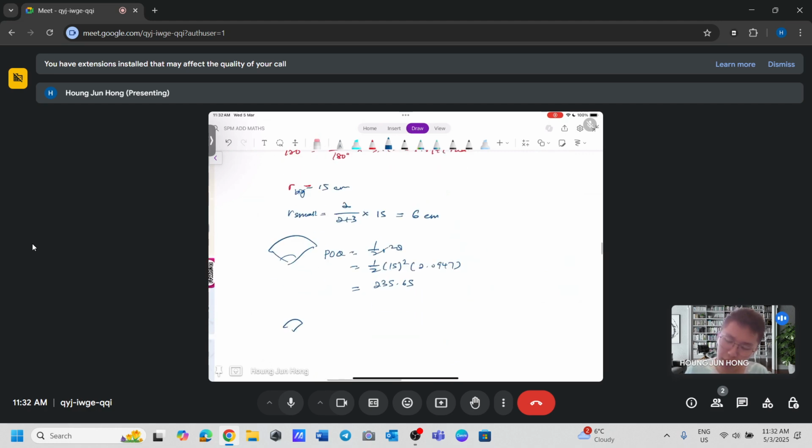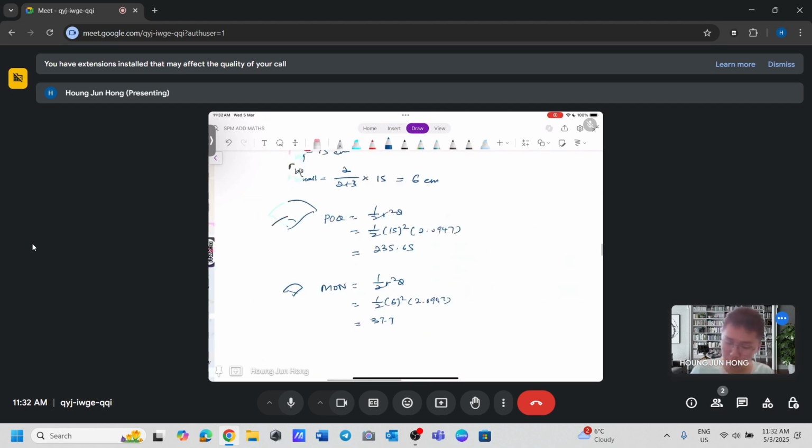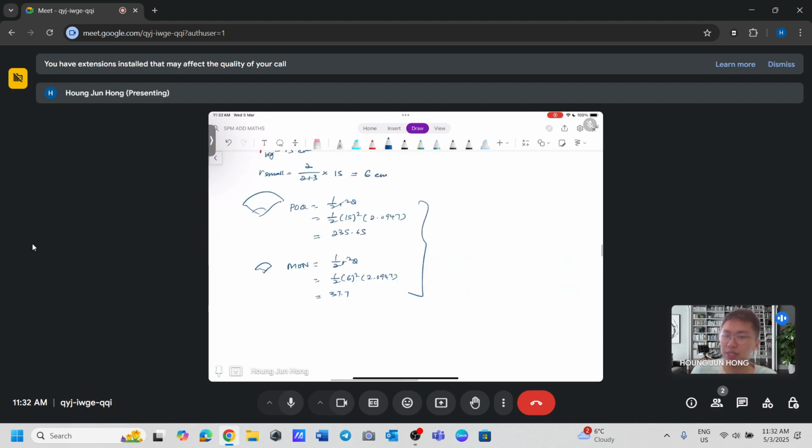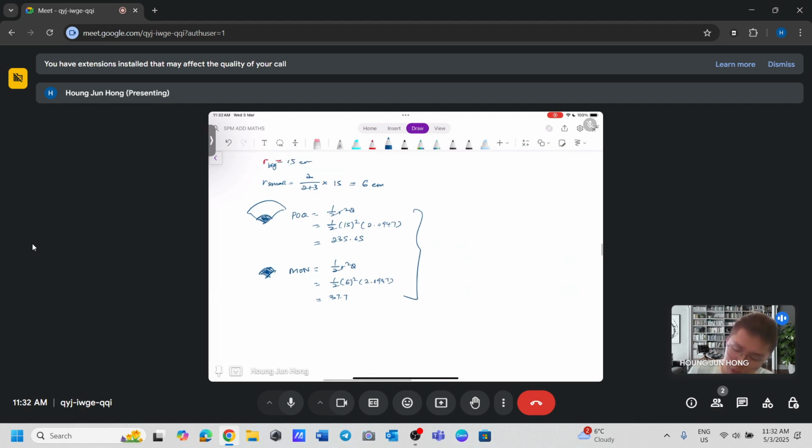Meanwhile, the small one is MON. Same thing, just plug in all the numbers. Half r squared theta, and this should give 37.7. So finally, as mentioned, we just have to subtract the small one from the big one. You take this part away, then you get the remaining area of the red region. So this minus this, you get 197.95.